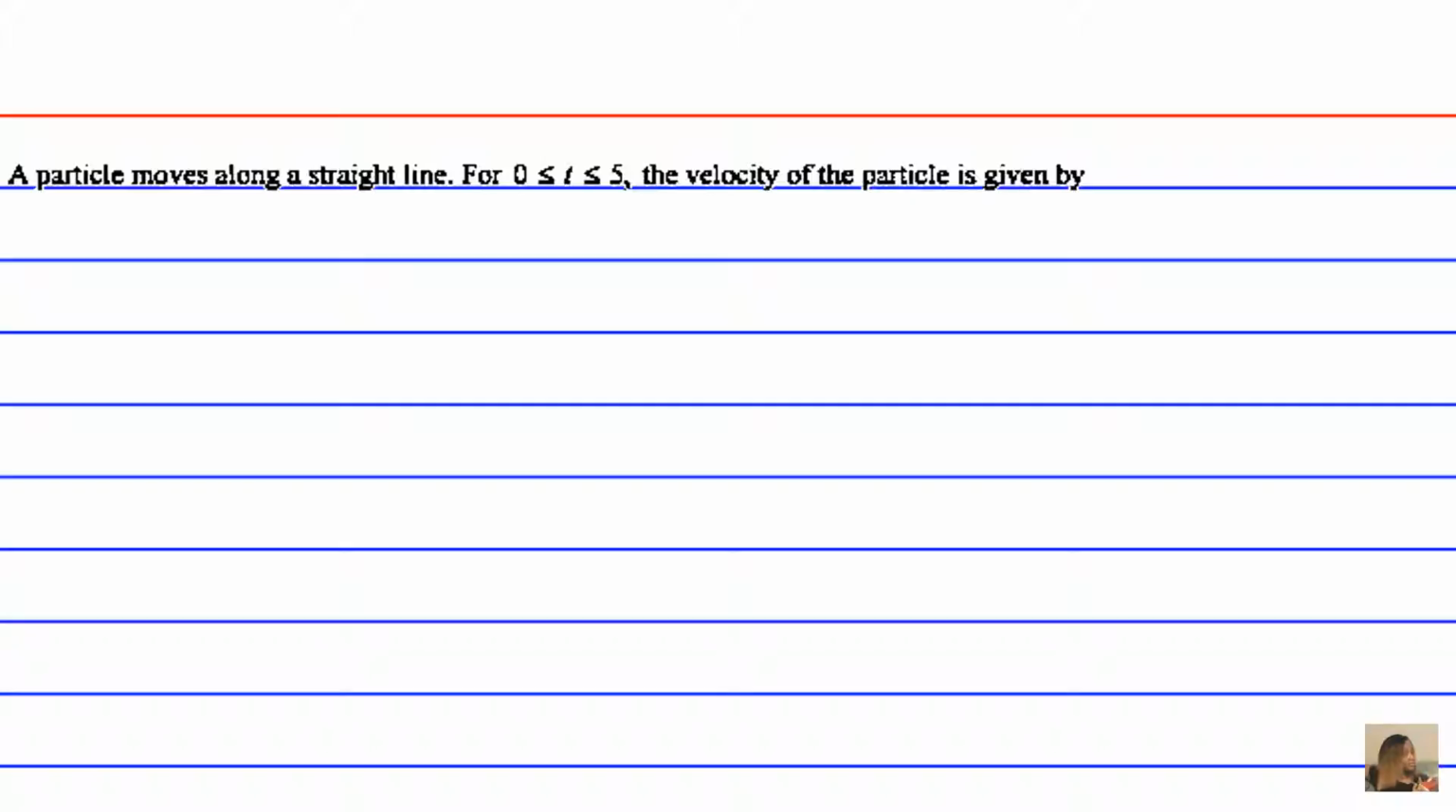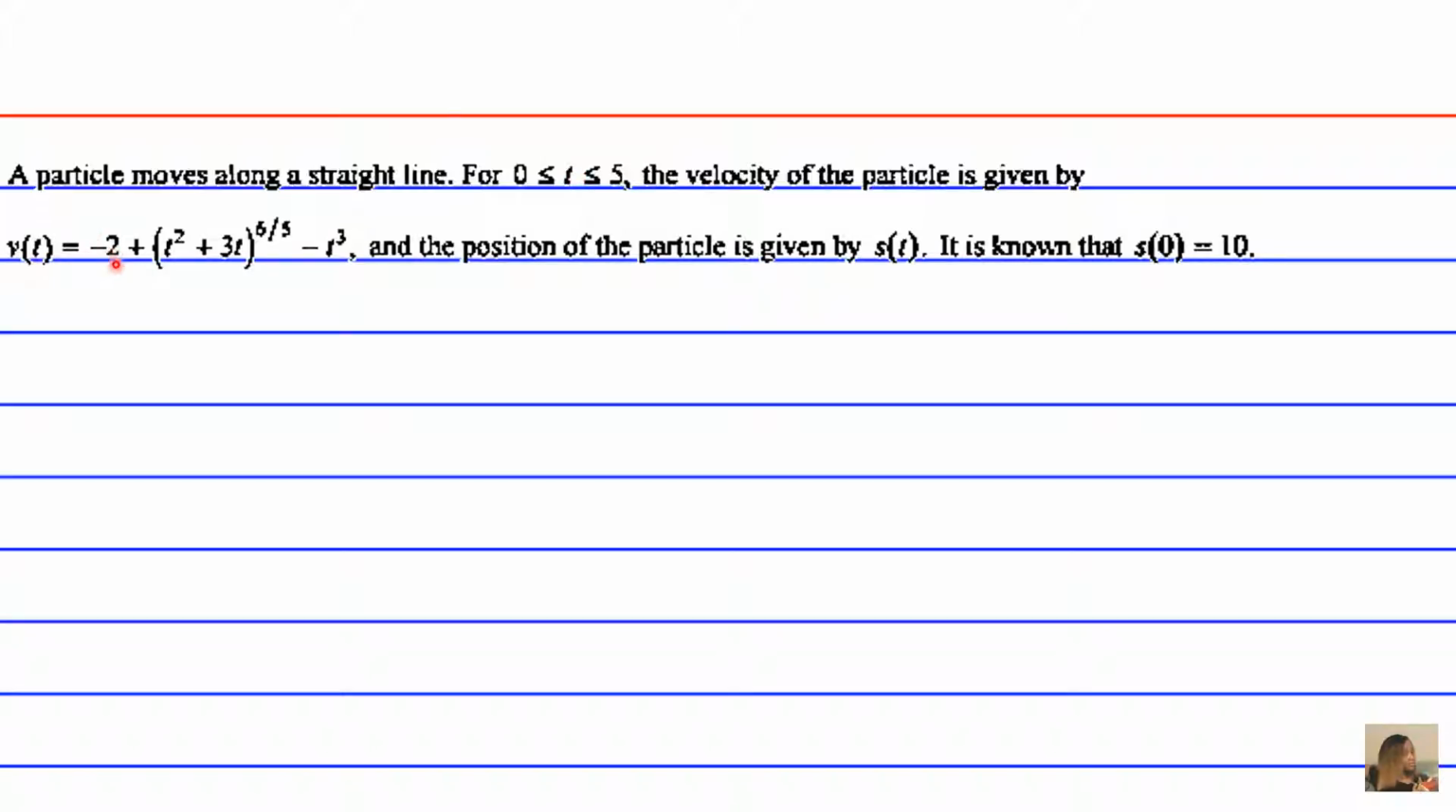Okay, all right, so a particle moves along a straight line for the closed interval where t is greater than or equal to 0 units of time and less than or equal to 5 units of time. The velocity of the particle is given by v of t equals -2 plus (t squared plus 3t) all raised to the 6/5 power minus t to the 3rd power. And the position of the particle is given by s of t. It is known that s of 0 equals 10.